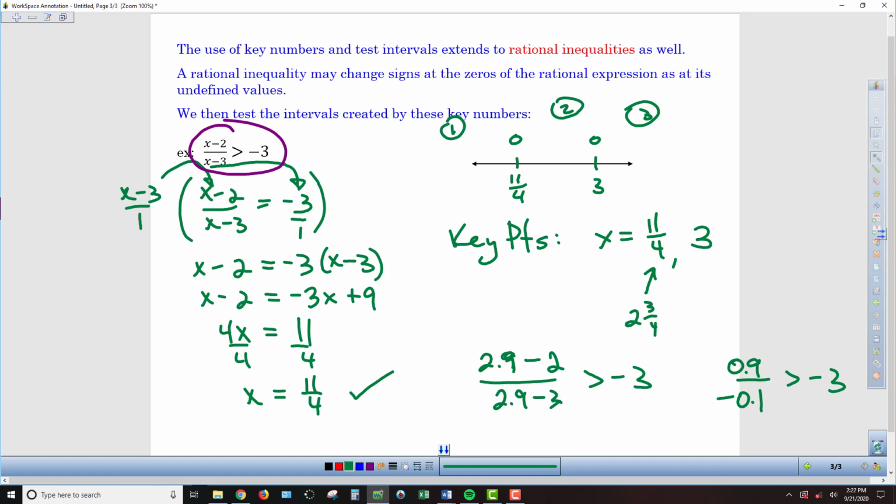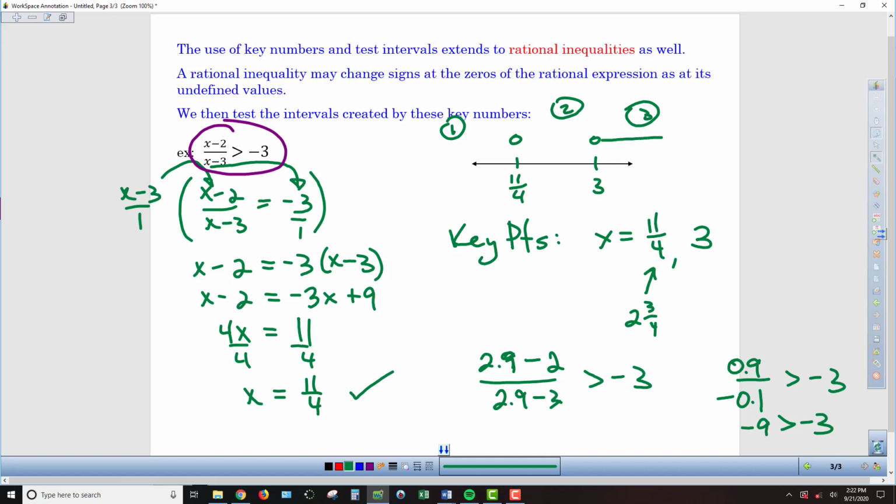So if I divide that, 0.9 divided by 0.1, well, that's going to be negative 9, and that is decidedly not greater than negative 3. Negative 9 is smaller, it's a bigger negative. So that means I am not going to be graphing in between these two. I'm instead going to be graphing on the outside.